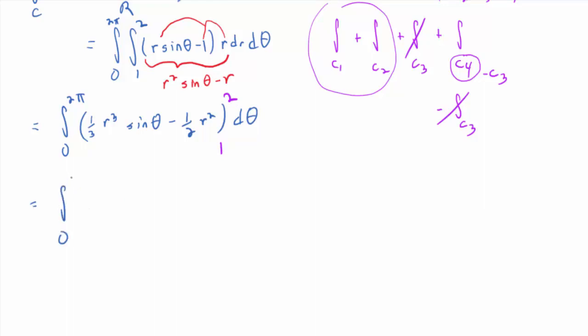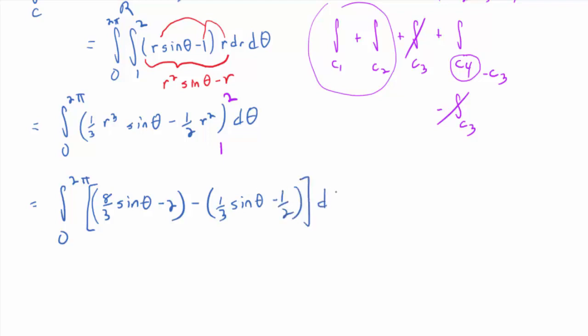So leave this symbolism here. And what do we get for this first guy when we plug in 2? So 8/3 sine theta minus 2, right? That's just when we plug in the upper limit. And then when we plug in 1, so minus, what do we get when we plug in just 1 for r? 1/3 sine theta minus 1/2. And then we still have the d theta.